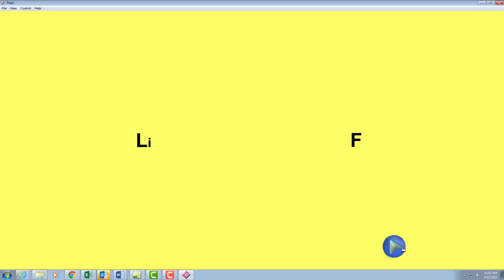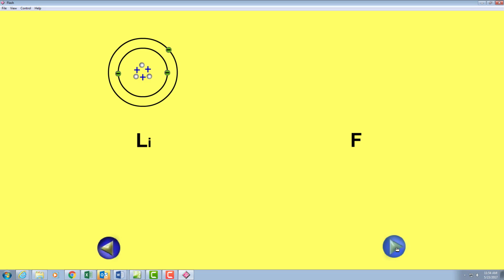So we're going to start off with two atoms. First of all, lithium, remember, atomic number of 3, so it has 3 protons. A rule of thumb says 3 neutrons and 3 electrons. Remember, only 2 fit in the first shell. The third one has to go in the outermost shell.